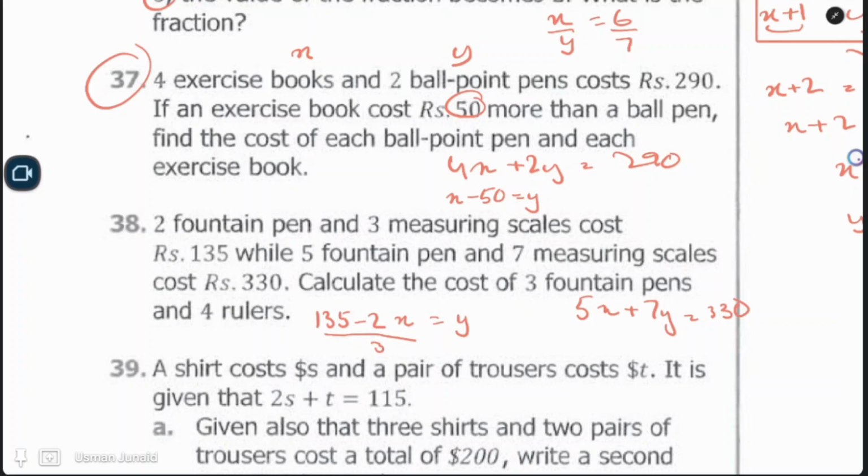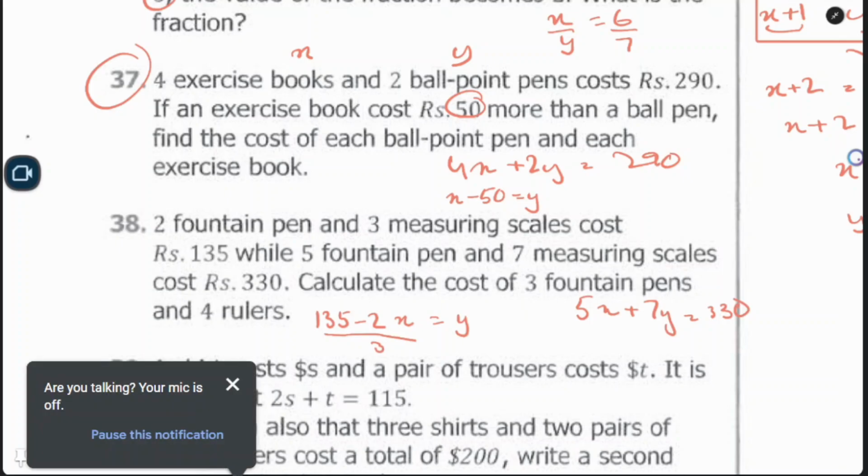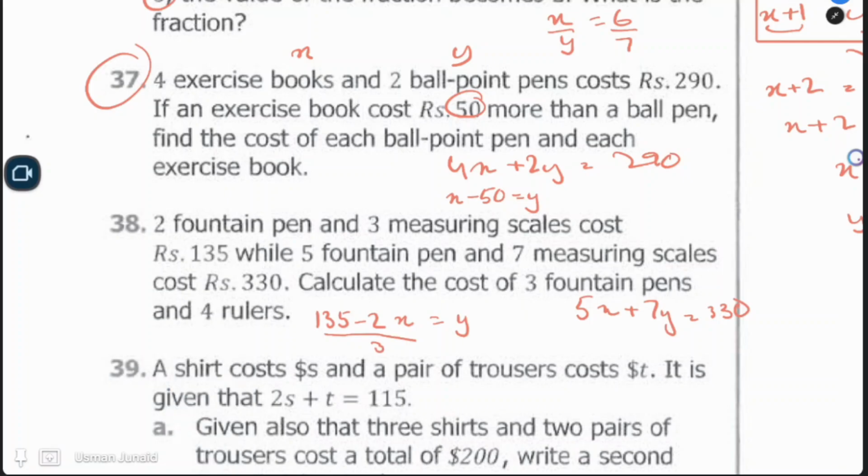So I found the answer. Okay. So 3 fountain pens is 135 Rs, and 4 rulers is 60 Rs. We're doing 38, right? So how much is three fountain pens? 135. And four rulers? 60.